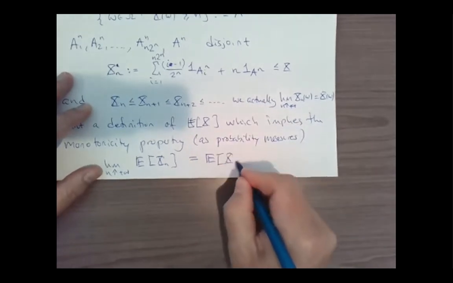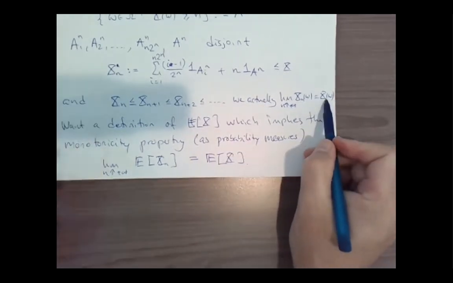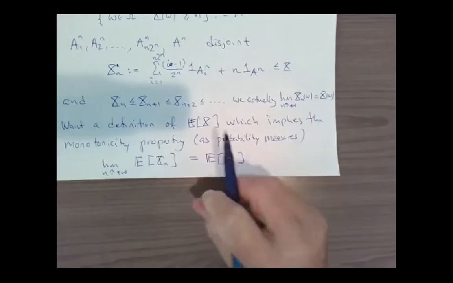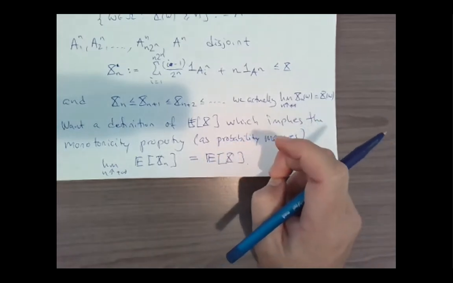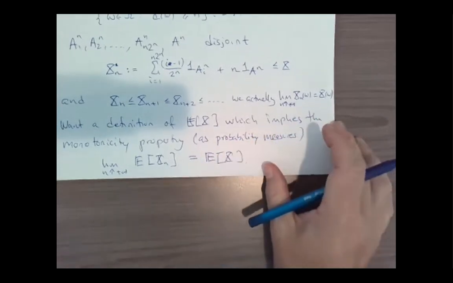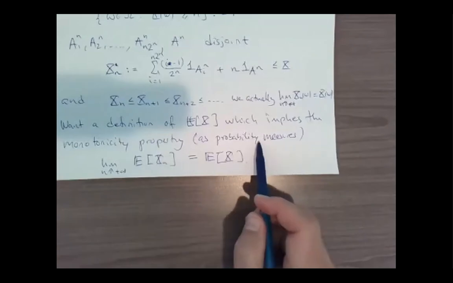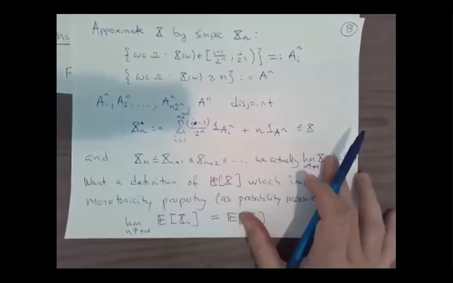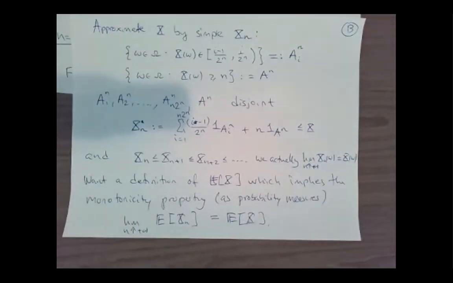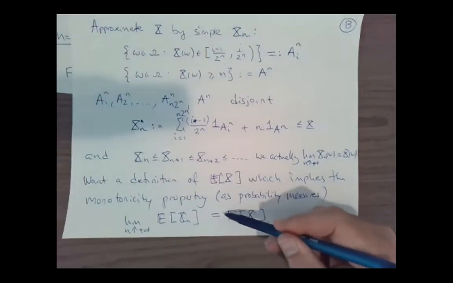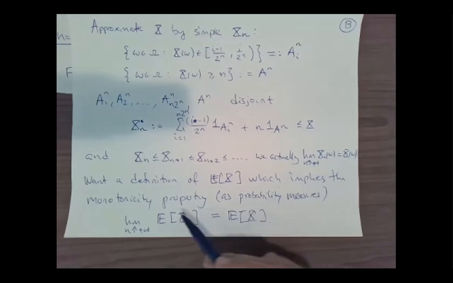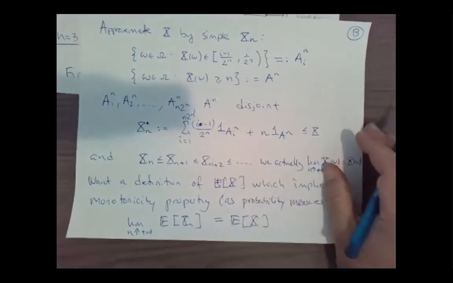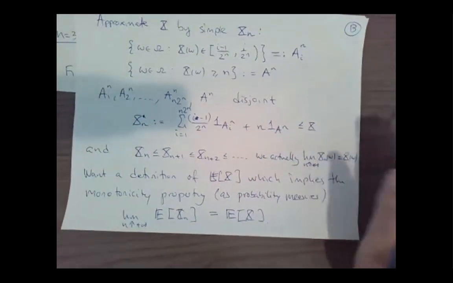And when I pull the limit inside, I'm going to get exactly that limiting object. So we want a definition that does this. So one could say that I could just define the expectation of x to be this. Okay, that is actually perfectly fine. You can do that.